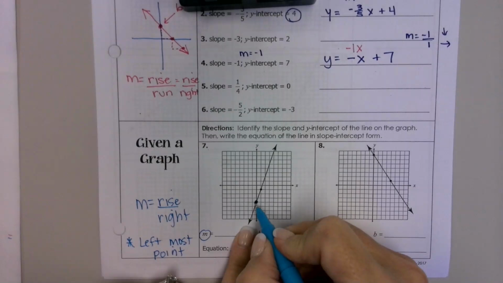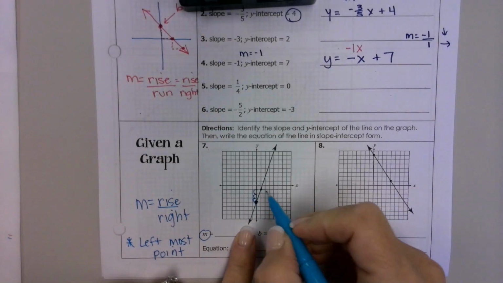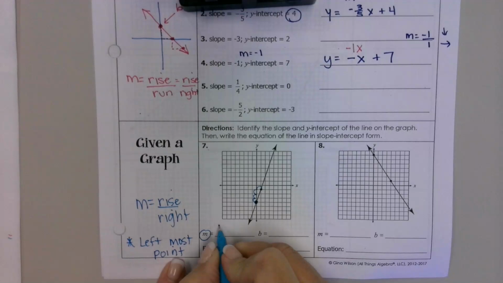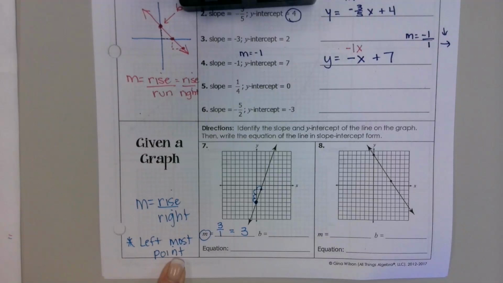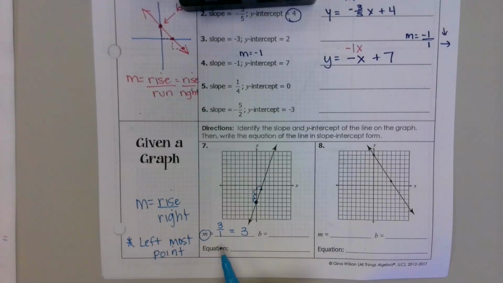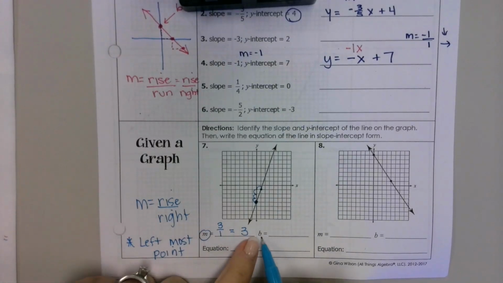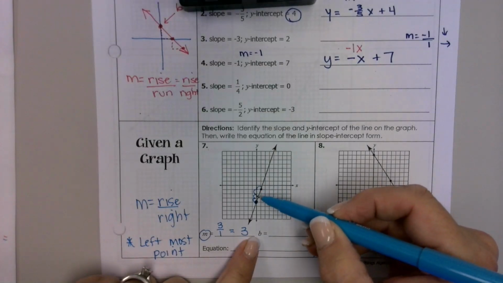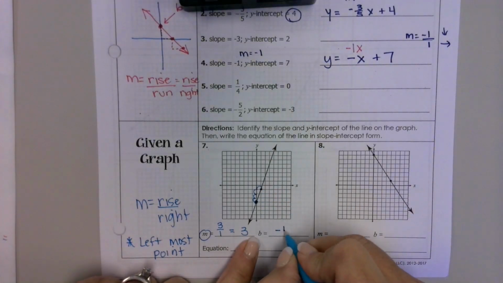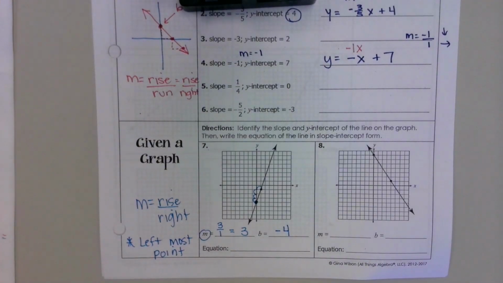So if I count this, I go up 1, 2, 3, and I go over 1. So if I go up 3 and over 1, this is the same as saying that my slope is just 3. I'm not going to list this as 3 over 1. Okay? Now b is where I cross the y-axis. So here it's at 1, 2, 3, 4. So my b value is negative 4. So my equation, I have everything that I had up above. My equation is 3x minus 4.